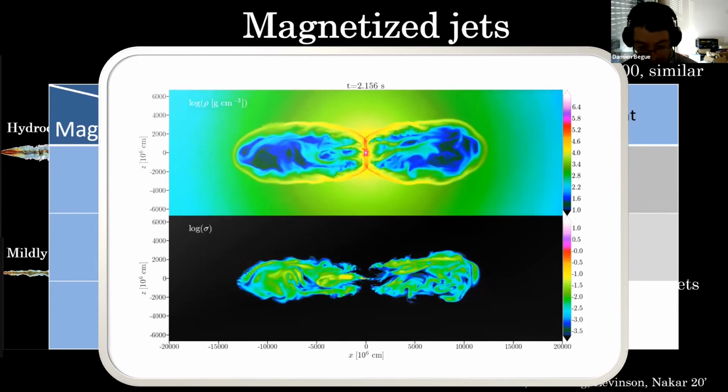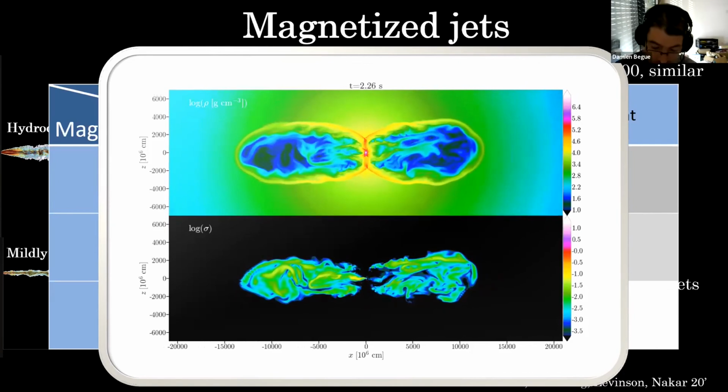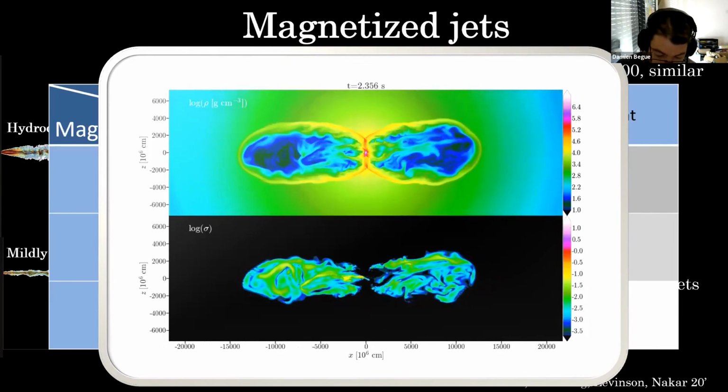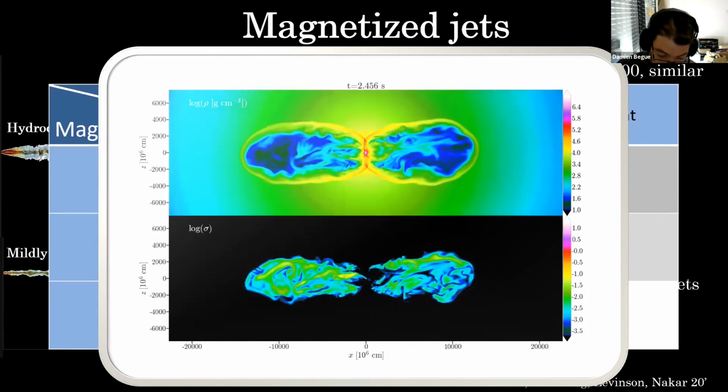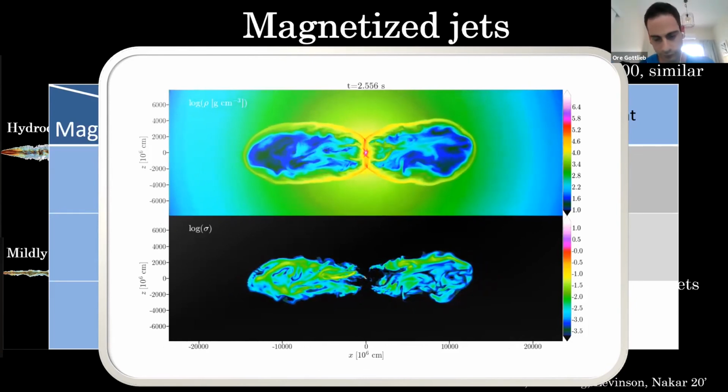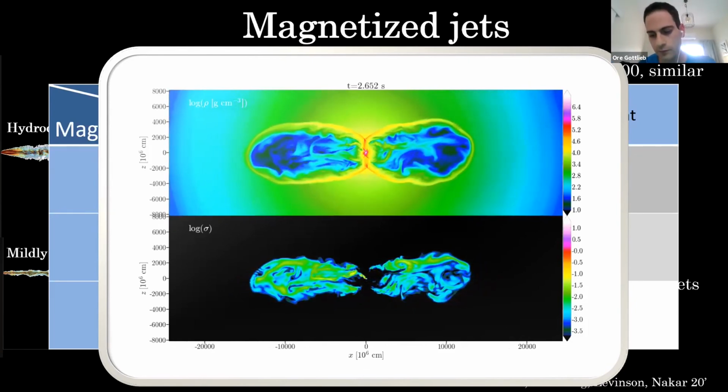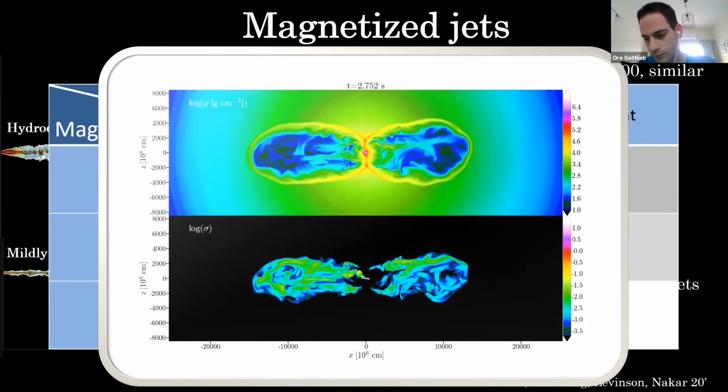Hi, what are the typical magnetic fields that you assume with the jet launching in the last case? In highly magnetized jets, what is the order of magnitude of the magnetic fields you assume at the launching of the jet?